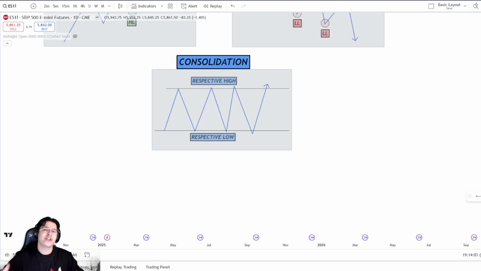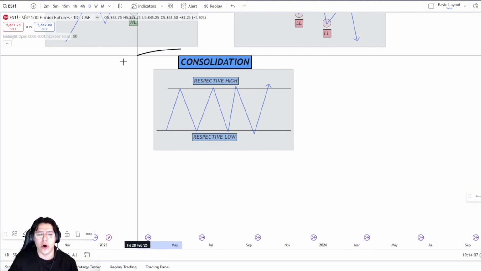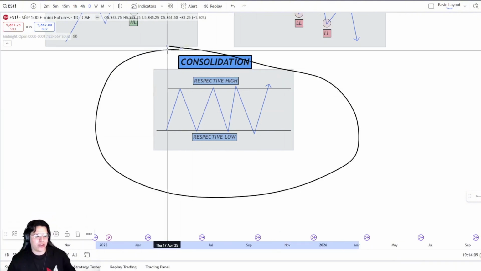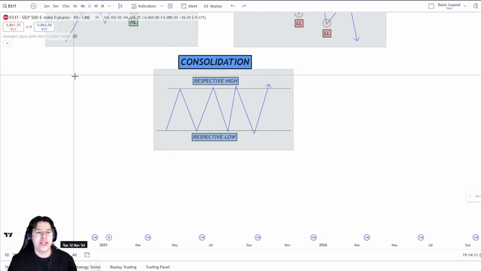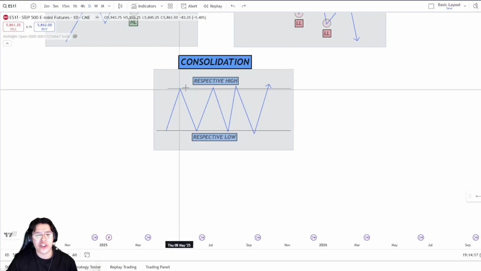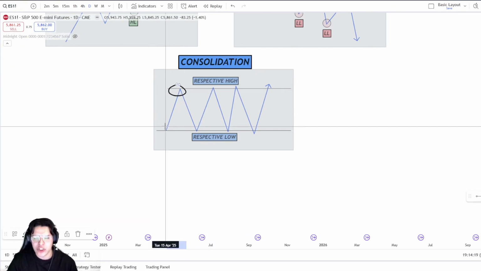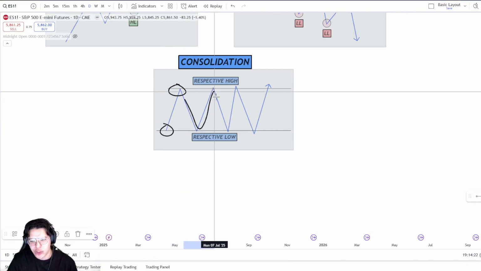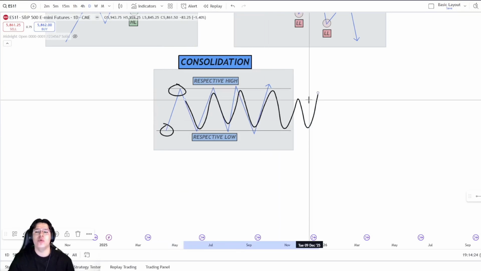So what are we actually going to label that? How are we going to call that? That is going to be called consolidation, my friends. Consolidation is when price action is not actually trending in a specific direction and is trading in between a respective high and a respective low, ultimately respecting this range and trading within that range of that high and that low. This is what we would label not a trending market, hence consolidation.